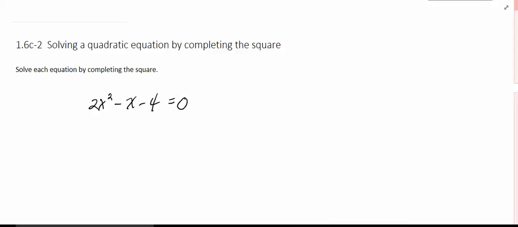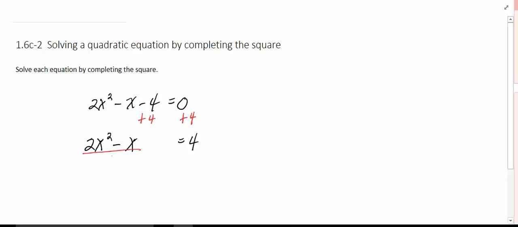Okay, so I'm going to do one more example of completing the square to solve a quadratic. And on this one, we're going to go ahead and clear the third position, like we did on the last video. That's going to give me 2x squared minus x, and that's equal to 4. Now the other thing that we're going to have to do is clear the 2 off by dividing by 2.